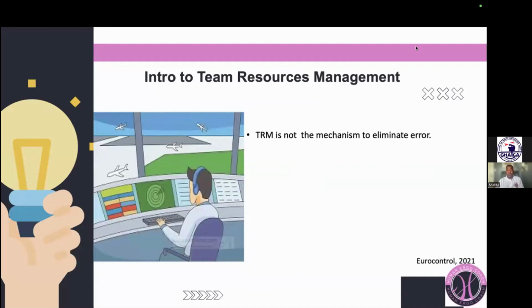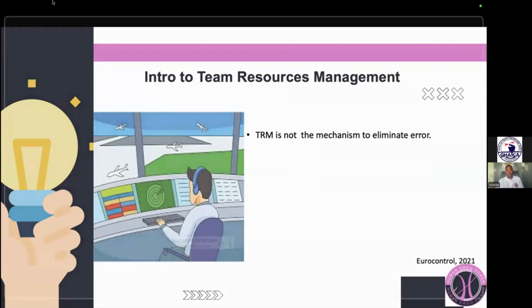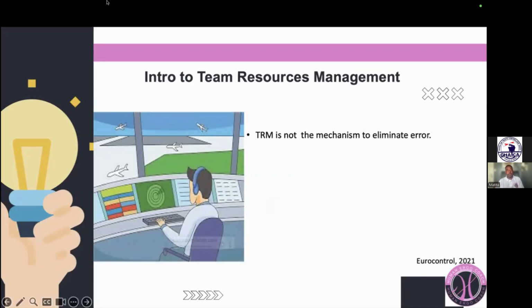But what TRM is not: TRM is not a mechanism to eliminate error. That's one of the misconceptions. You don't do TRM with the sole intention of wanting to eliminate error. Unfortunately, we are human beings, as Max has also alluded to. Error will always happen. We always make mistakes. That is the nature of us as human beings. But what is important is, what are the things that you put in place so that when something goes wrong, you are able to still perform as required.